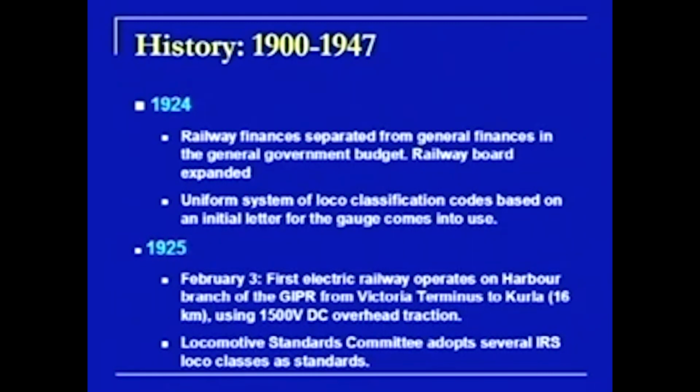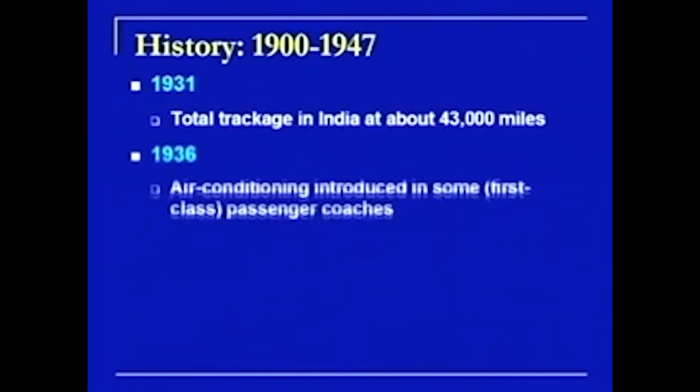In this case, this uniform system was adopted from 1924 onwards, and of course, it has been changed or modified from time to time. The first electric railway got operated in 1925. Then there was Locomotive Standards Committee which adopted several Indian Railway specification loco classes as standards. We also see the betterment of the passenger facilities. It was in terms of the air conditioned facilities being provided from 1936 onwards.